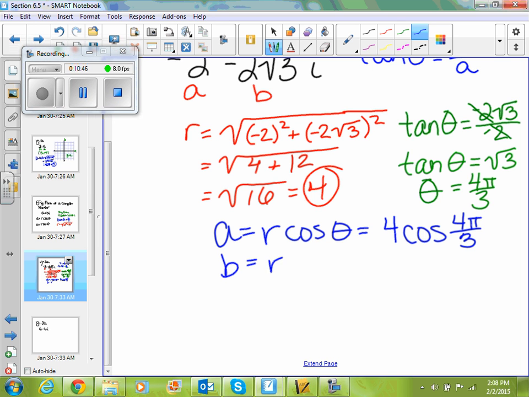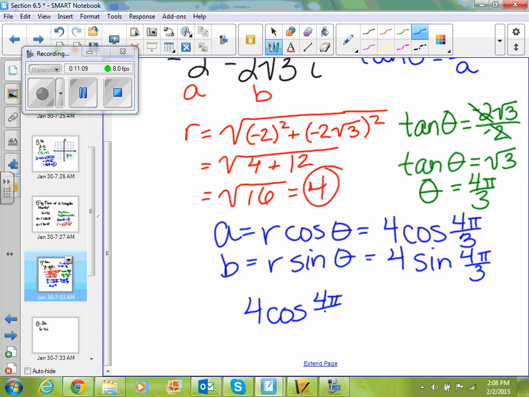I know that B is equal to r sine of theta. Well, my r is 4, and my theta is 4 pi over 3. So then I know my complex number is A, which is 4 cosine of 4 pi over 3, plus B, which is 4 sine of 4 pi over 3, i.